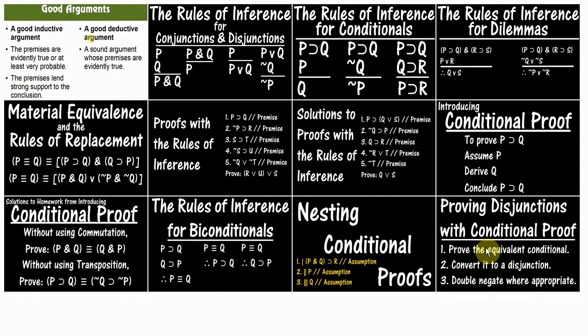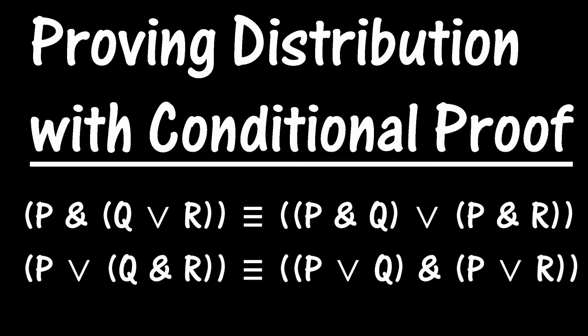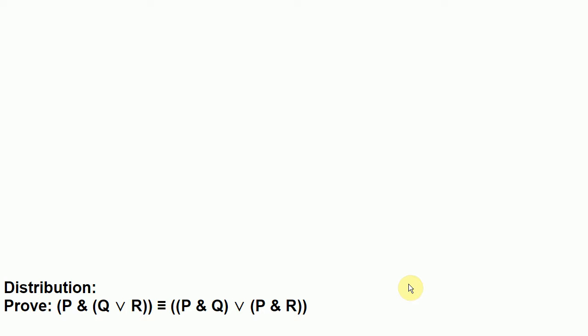And that leaves us with 4 rules of replacement left to prove. And in this video, we are looking at the rule known as distribution. So let's take a look at that. And I have to adjust this. So here's one version of the rule of distribution.